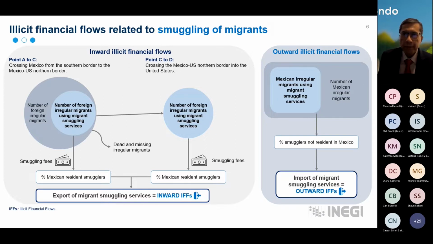On the right, there are the outward illicit financial flows that have their origin in a number of Mexican irregular migrants paying smugglers not resident in Mexico for smuggling services. So this means import of migrant smuggling services, or outward illicit financial flows.